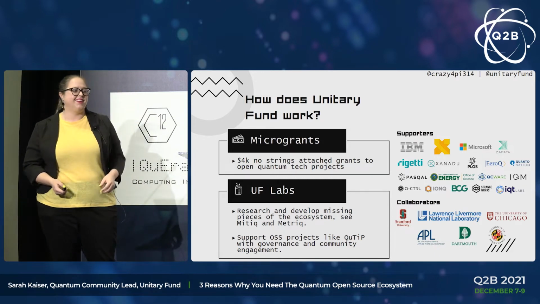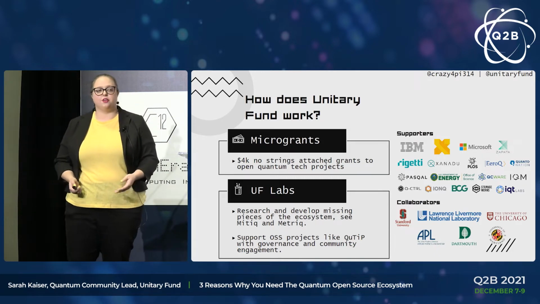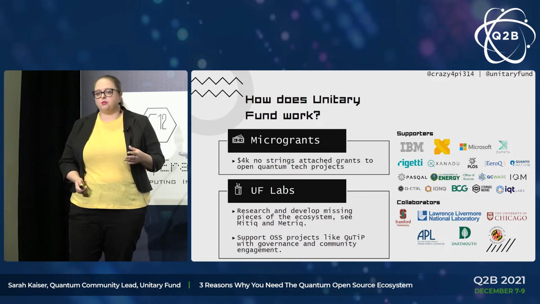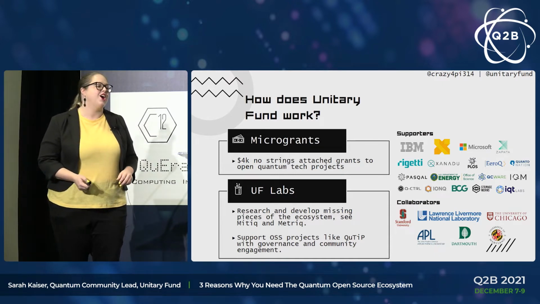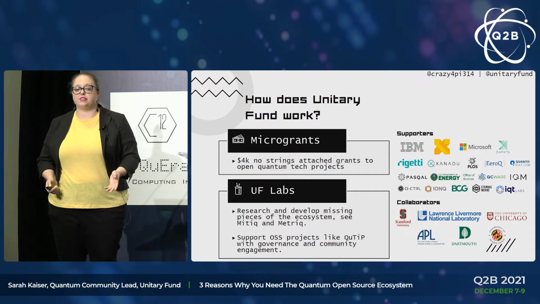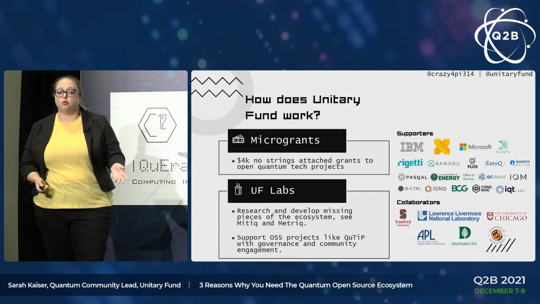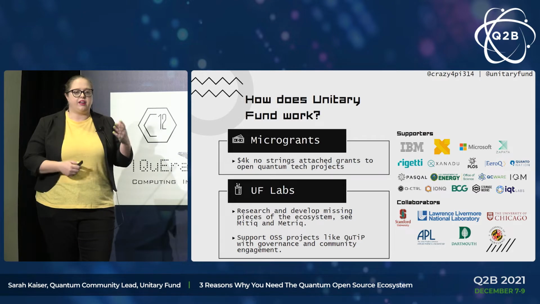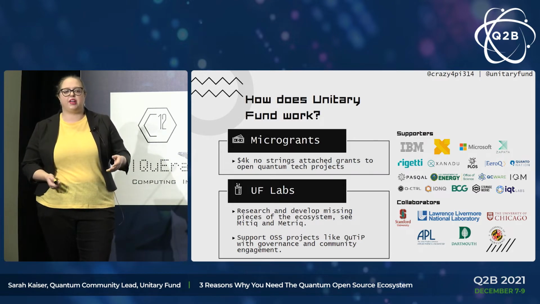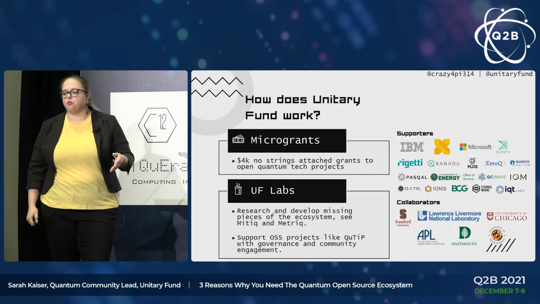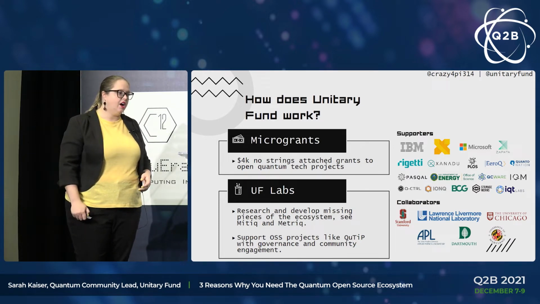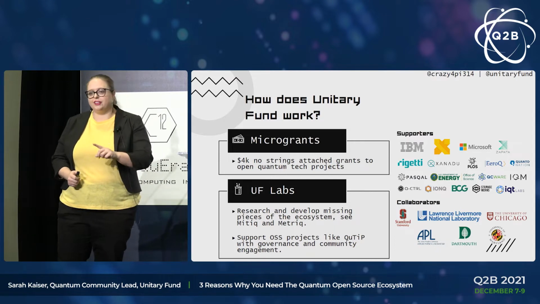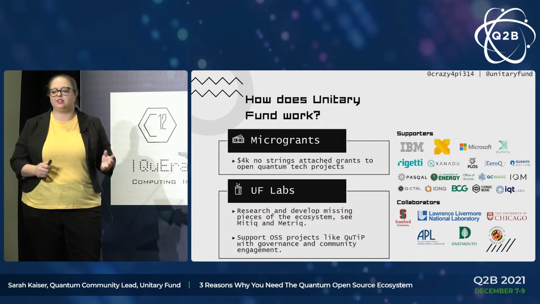So what do we literally do at the Unitary Fund? We have two main things. We give out microgrants. These are $4,000 US, no strings attached, no requirements of you must be this tall to apply. And we review them on a rolling basis. That's one of the main roles of our advisory board, that we have a champion system. We look at all the applications. If someone on the advisory board is really interested, they make the case to the rest of the board.